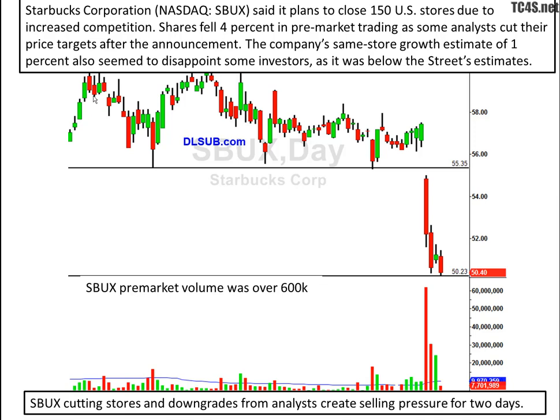So number one, we know that the stock has reported negative news in regards to closing 150 stores, so it's negative. The street's not liking it, so people are bailing on the stock in the pre-market. And two, there's 600,000 shares traded in the pre-market. Starbucks was cutting stores, downgraded by analysts, and created selling pressure for 2 days. Actually, you can even see 3 days down. So this was an opportunity. I'll show you later on in the seminar what you could trade this one in. So I'm just teaching you right now how to build the filters, how to find the stocks in play.